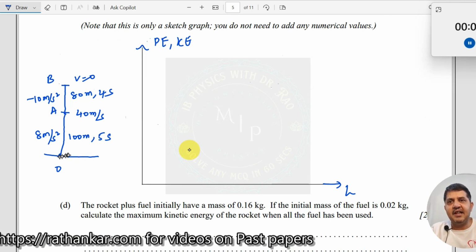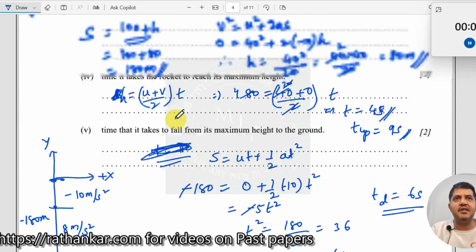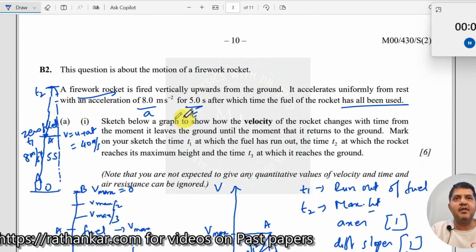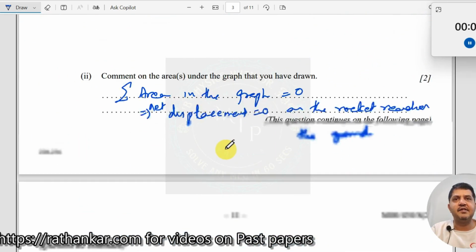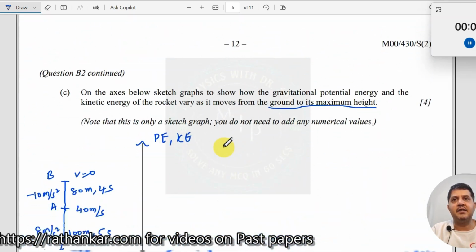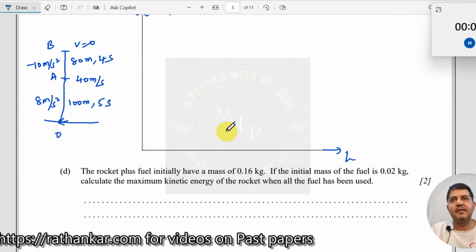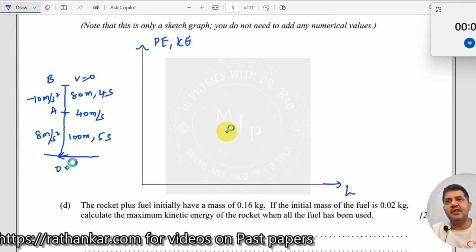Now what is the initial velocity here? There was some initial velocity given here, right? With what velocity did it start going upwards? So the rocket is fired upward vertically. It accelerates uniformly from rest with an acceleration of 8 meter per second square for 5 seconds. So initial velocity was 0. Okay. U equal to 0 here.